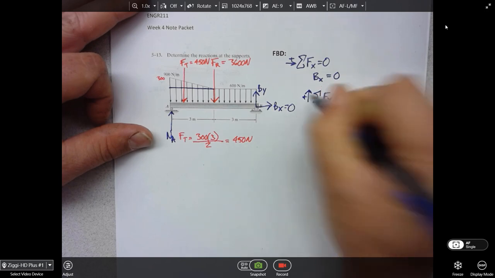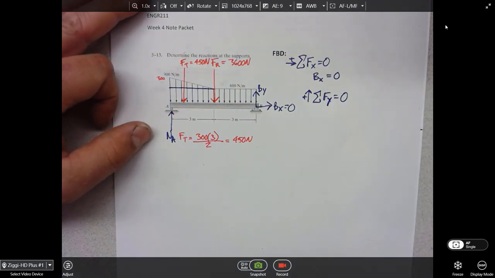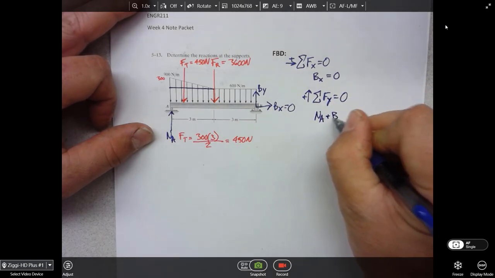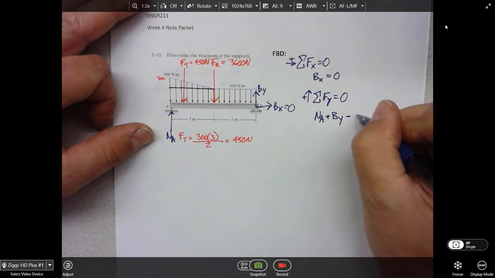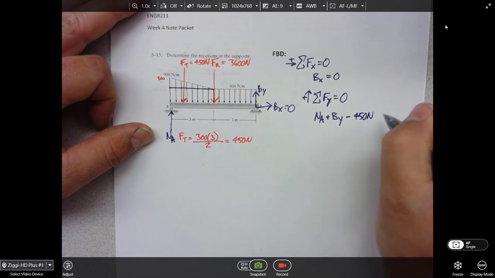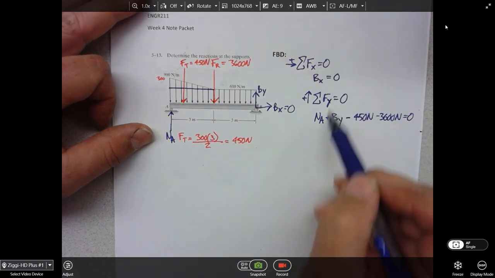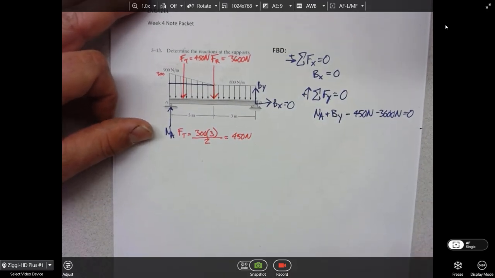Straight up is going to be positive, and we're going to say it has to be equal to zero. So what acts in the positive y direction in our drawing? N sub A plus B sub y. And what acts in the negative direction? Yeah, 450 newtons and 3600 newtons. And that has to be equal to zero. We have two equations, but we have three unknowns. We're certainly going to need another one, right?